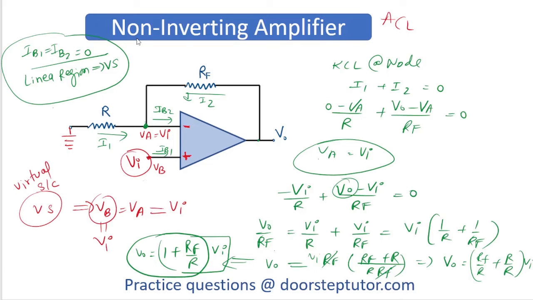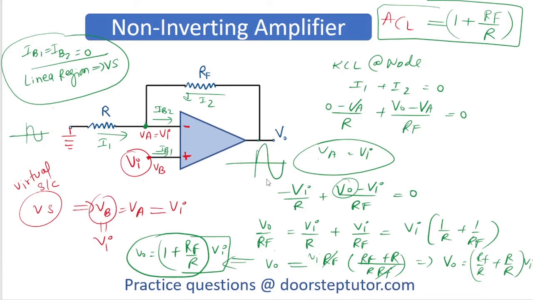As you can see, it has a positive sign because it is a non-inverting amplifier, and output and input are in phase with each other. They have the same phase. So suppose we apply a sinusoidal input signal, we will get an amplified version of the same signal, and there will not be any phase reversal in this case.